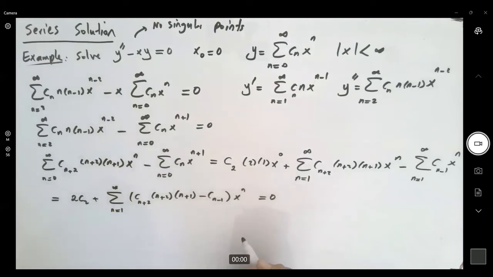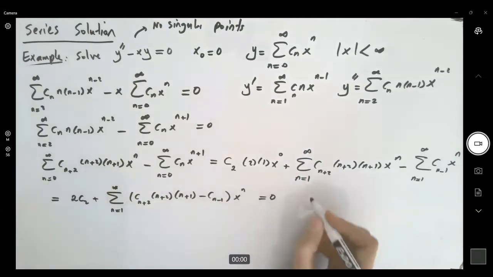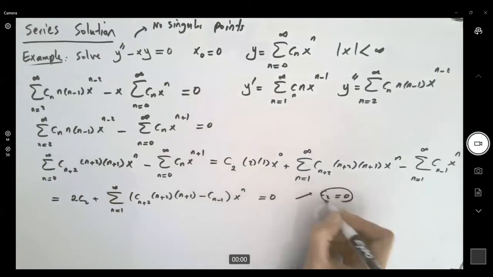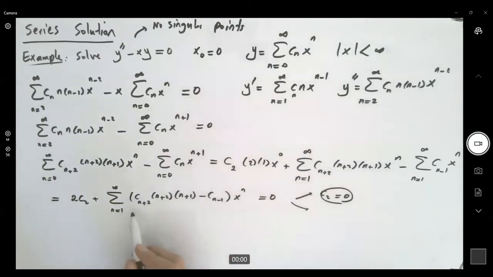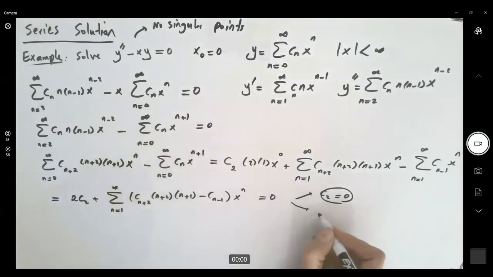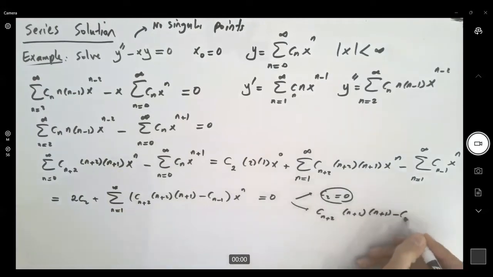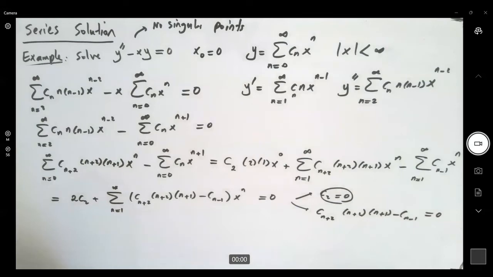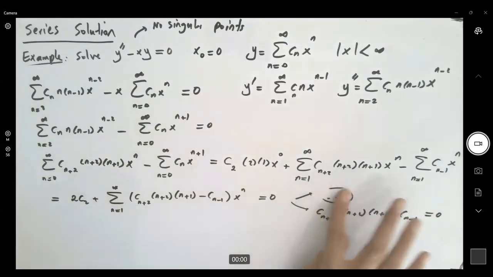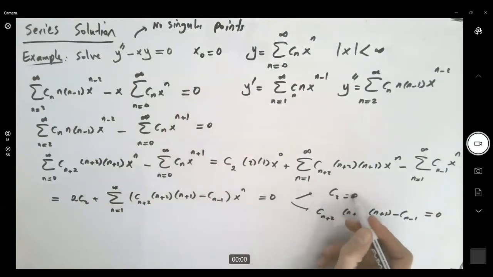Very good. So far so good. What else can we do? We can say that c2 must be equal to 0, and this coefficient must be equal to 0 as well. It means that we need to find a recursive formula for the rest of the coefficients. Cn plus 2 n plus 2 n plus 1 minus cn minus 1 must be equal to 0. Now let's see what we have. So far we just know that c2 is equal to 0.